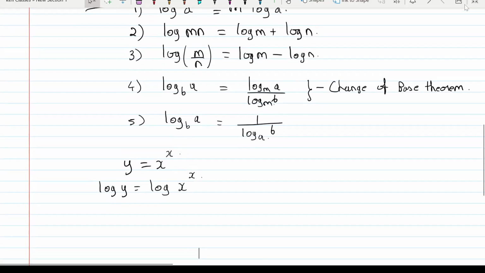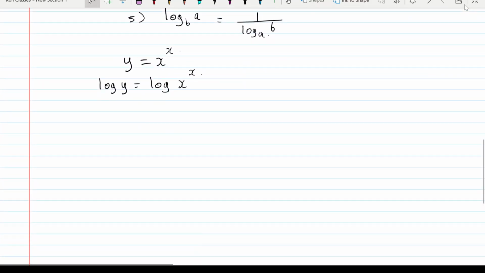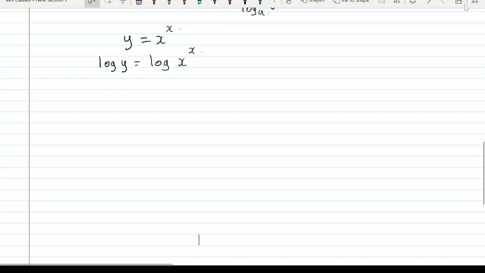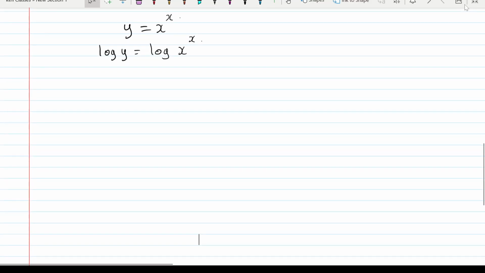Log y is equal to log x raised to x. This girl, Ashna, you understood this when to use log? Okay. Log x raised to x.